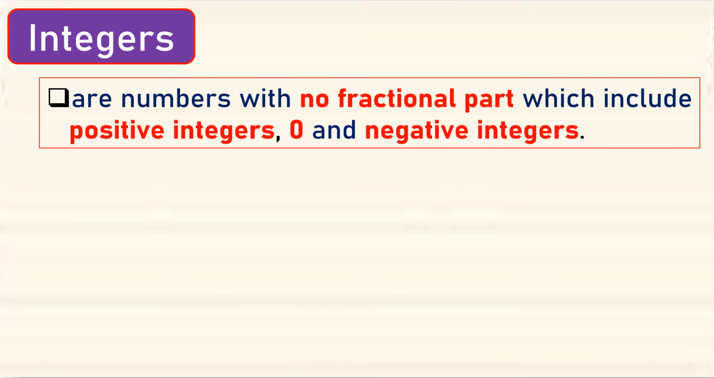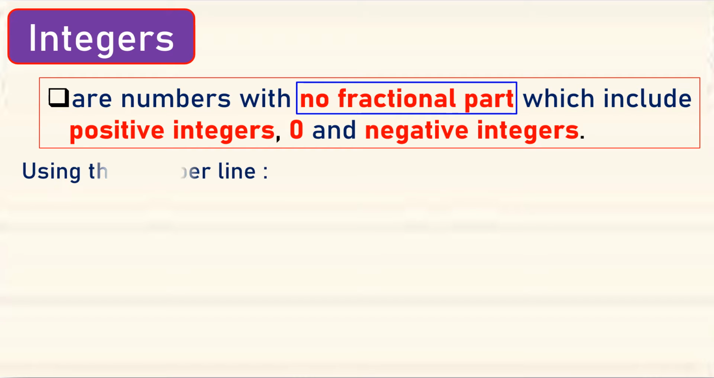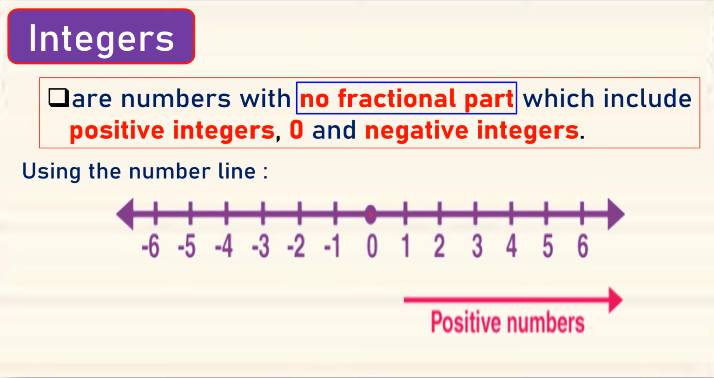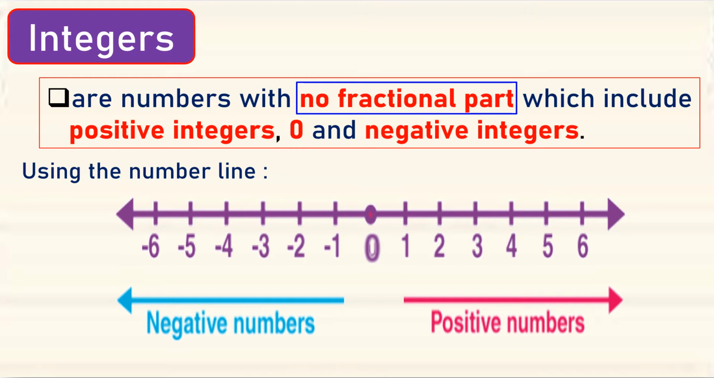So what are integers? Integers are numbers with no fractional part, which include positive integers, 0, and negative integers. I emphasize that integers are numbers with no fractional part. So fractions like 1/3, 3/4, or decimals like 0.38, negative 0.45 are not integers. Using the number line, to the right of 0 are the positive numbers, and to the left of 0 are the negative numbers or negative integers.